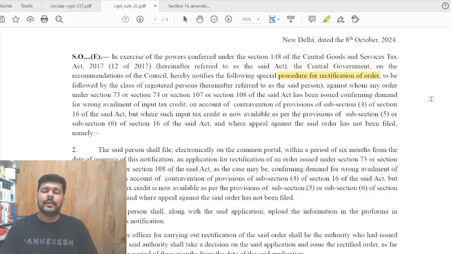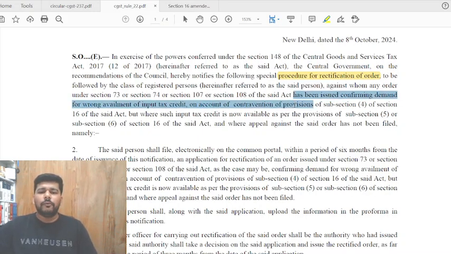So what they said is that there is a procedure being laid down which will ensure that there will be a rectification of an order to be followed under these provisions. Now what it says is that there will be a rectification order which has to be passed confirming the demand against the wrongful availment of input tax credit on account of contravention of provision of 16.4.